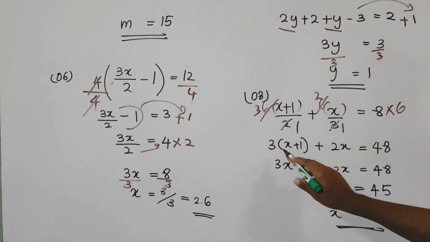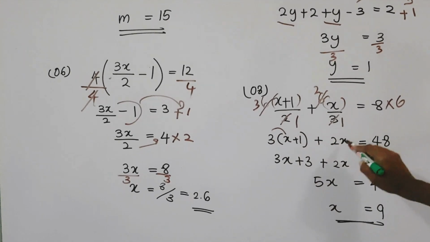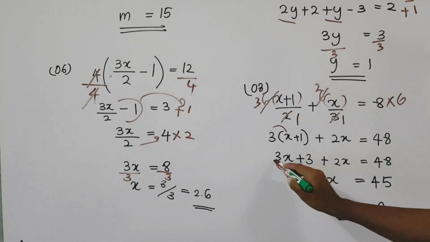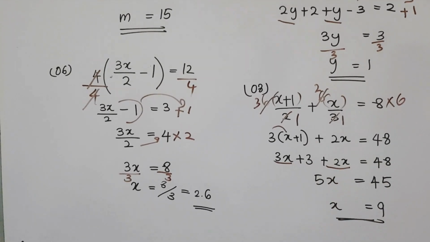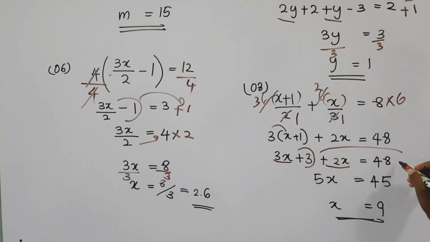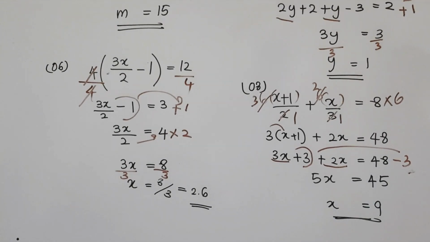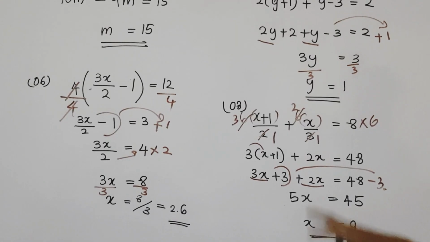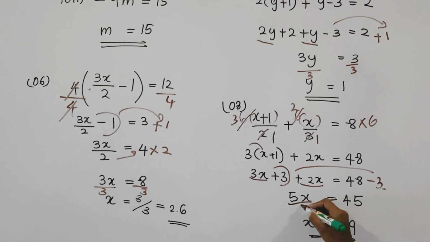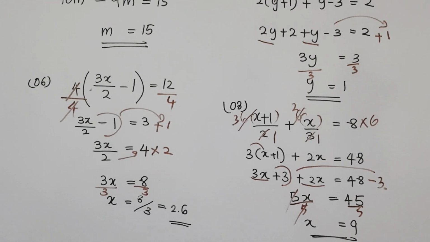So now we have to remove the bracket. 3 into x is 3x. 3 into 1 is 3. Plus 2x is equal to 48. 3x and 2x will give us 5x. Then this plus 3, you bring it to the other side, it becomes minus 3. Now 5x is equal to 45. So both sides we divide by 5. So x is equal to 9.